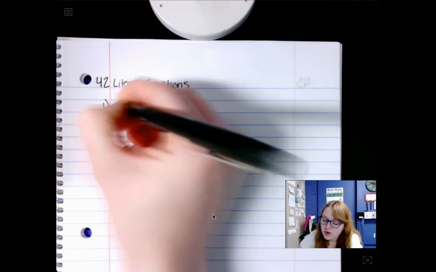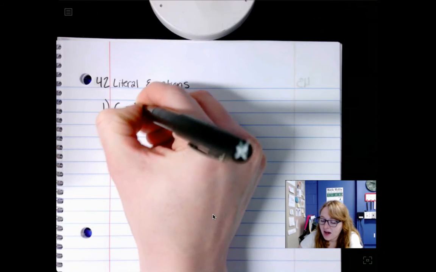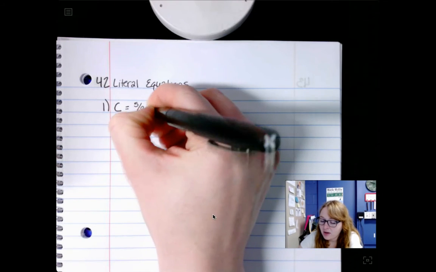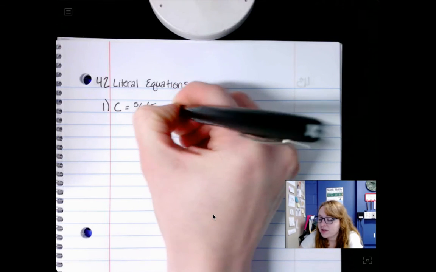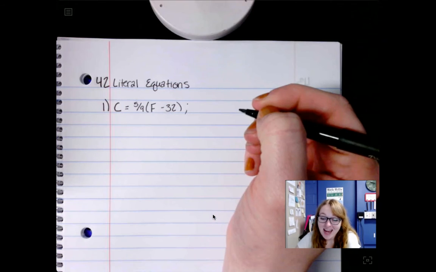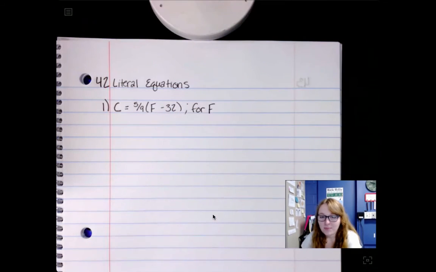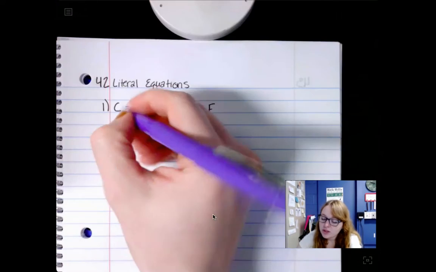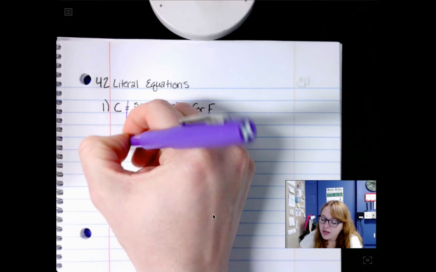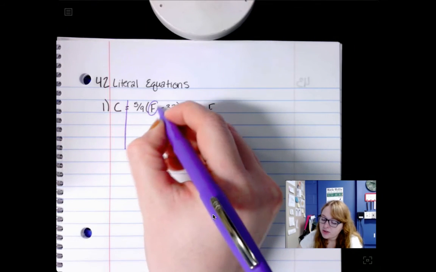So our first one is going to be capital C equals 5/9 times capital F minus 32. This is actually the formula used to convert between Celsius and Fahrenheit. And we're going to be solving for that capital F, or Fahrenheit, here. All right, so the first thing we want to do is draw a line down the center of our equal sign, circling the variable that we want to solve for.